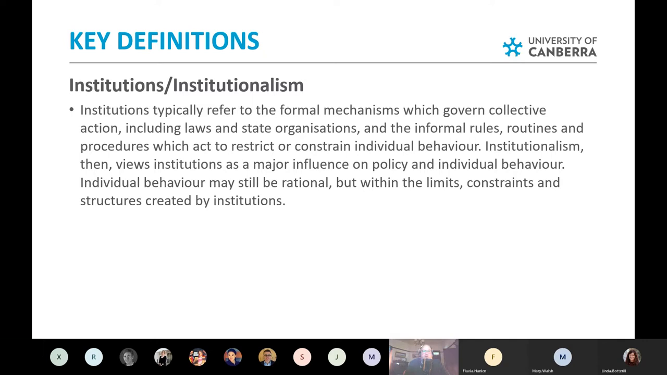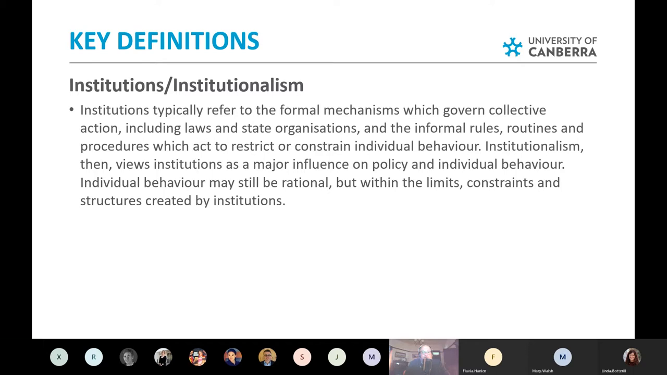But also, institutionalism is a way of viewing institutions as a major influence on policy and individual behavior. So it's not so much that individual behavior may not still be rational, but it's actually limited or constrained by these institutions. Of course there is sociological and rational institutionalism as other aspects of the new institutionalism. And what I'm saying is not so much that individuals can't do things differently, but that institutions tend to be strong and difficult to change.